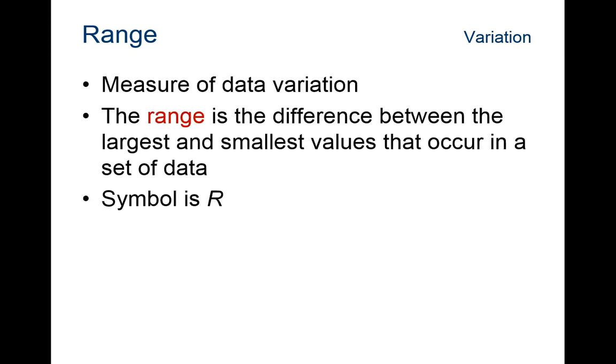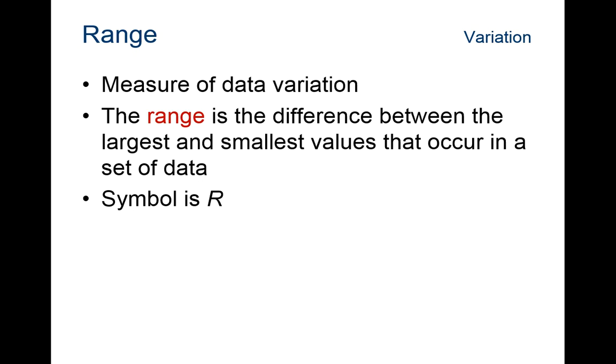Lastly, let's talk about range. A range is a measure of data variation. The range is the difference between the largest number and the smallest number that occur in a set of data. The symbol we use to denote range is capital R.